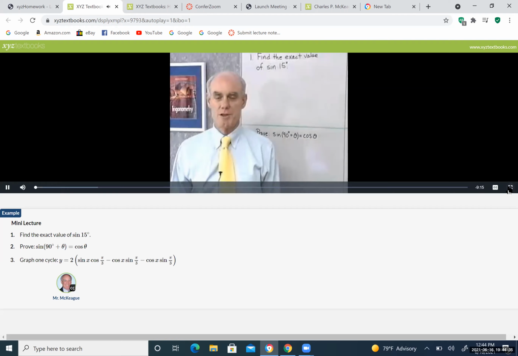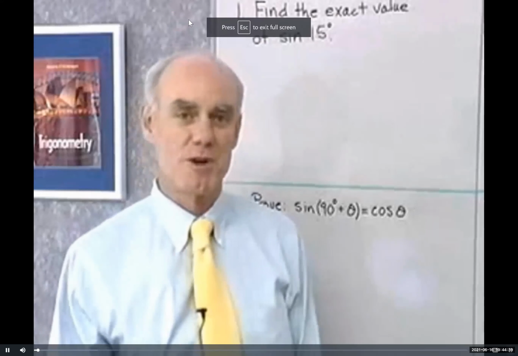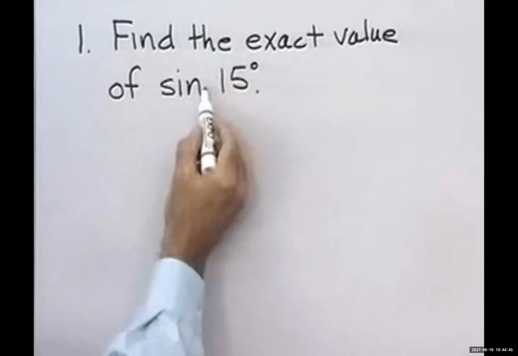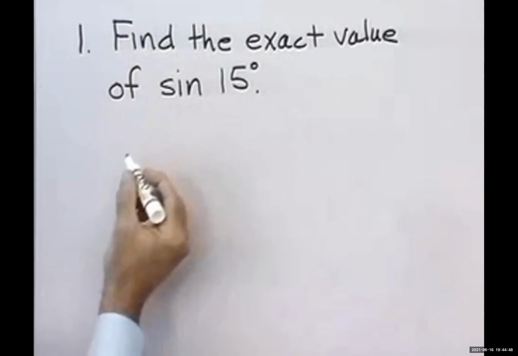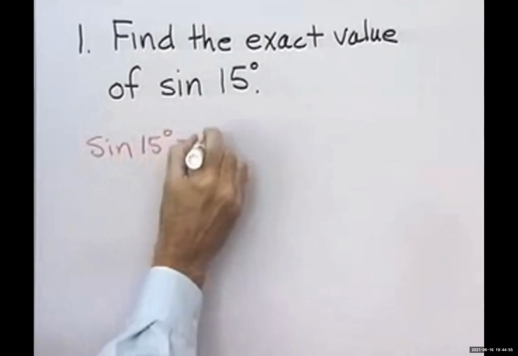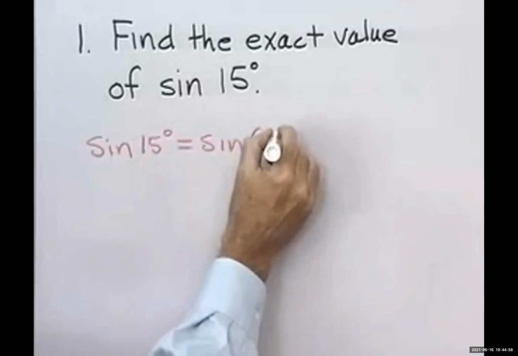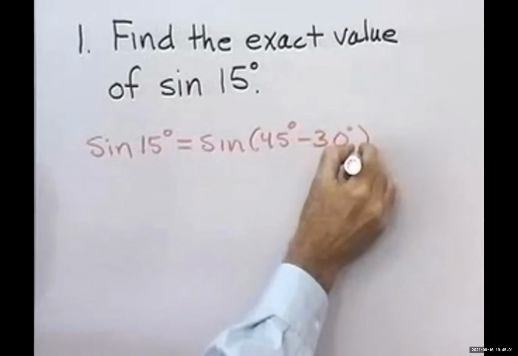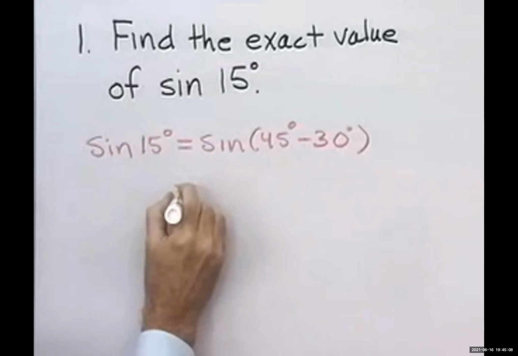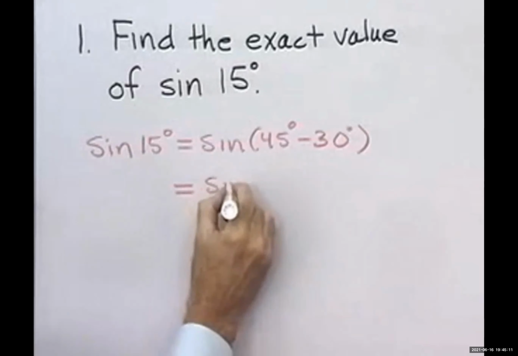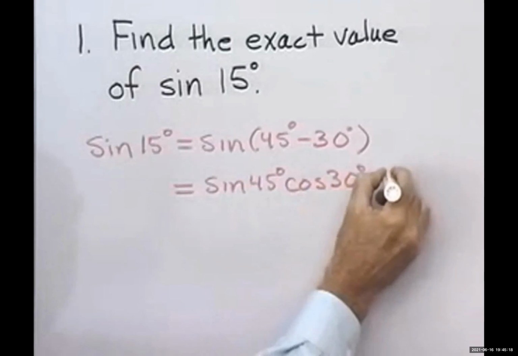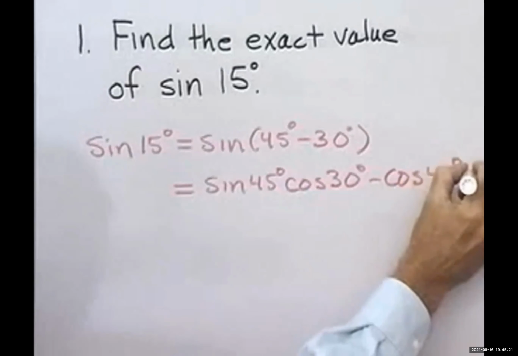In this section, we look at the sum and difference formulas for sine, cosine, and tangent. Here's our first problem. We want to find the exact value of the sine of 15 degrees. Now, to do this problem, I need to write 15 degrees in terms of two angles that I know exact values for. So I'm going to say that sine 15 degrees is the same as the sine of 45 degrees minus 30 degrees. So 15 is 45 minus 30, and I can find the sine of the difference of two angles by using my expansion formula, which says that this is equal to sine 45 cosine 30 minus cosine 45 sine 30.